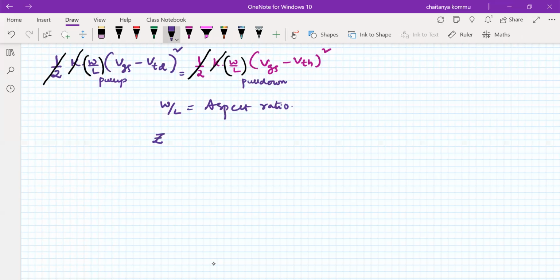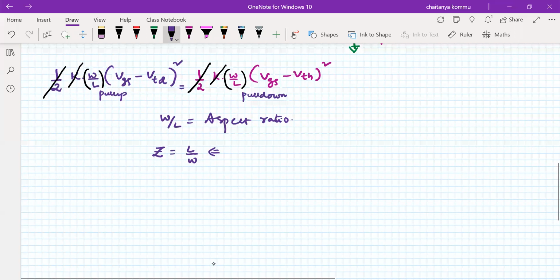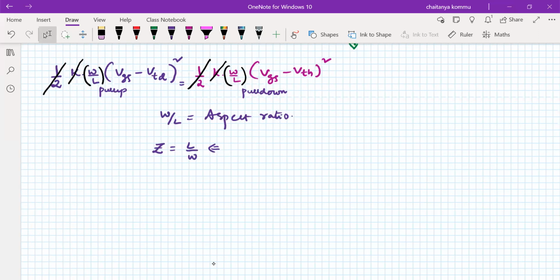But the inverse of this, L by W, we will call it the W by L ratio. We will treat it as a Z. It's not impedance. It is the size of the device. Generally, this is the terminology we use for this one. Okay. Therefore, ZPU stands for the L by W ratio for the pull-up network. That is called L by W of pull-up.